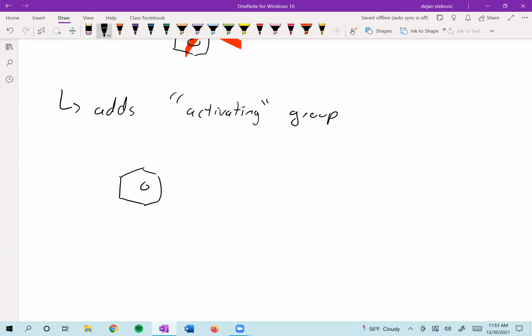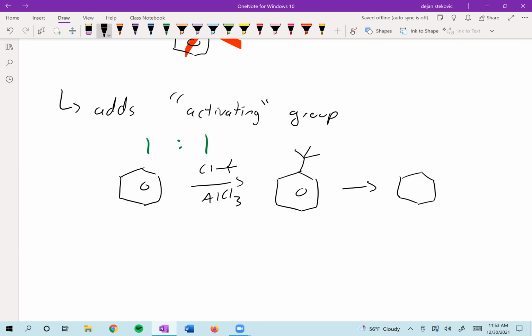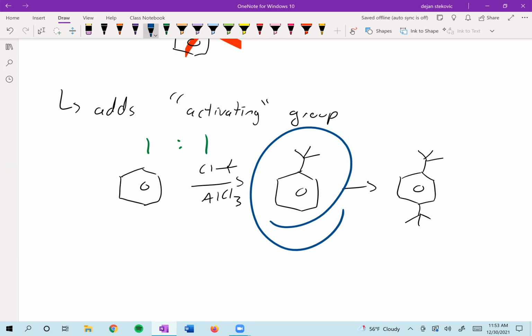So for example, if you added your alkyl halide and AlCl3 in a 1-to-1 ratio, right? So for every one benzene ring, you have one alkyl halide. What you're hoping to get is just a mono-substituted benzene ring, but really what you're going to get is a di-substituted benzene ring, because this product right here is more reactive than the starting material.